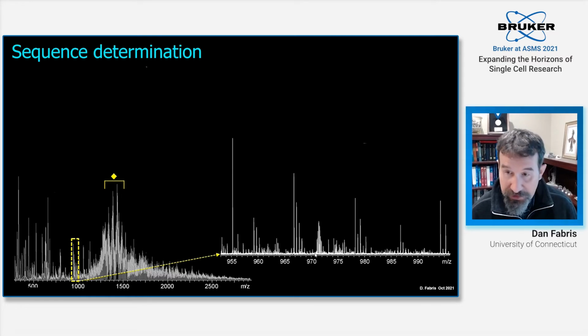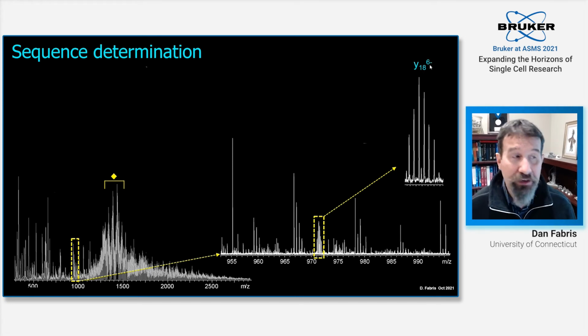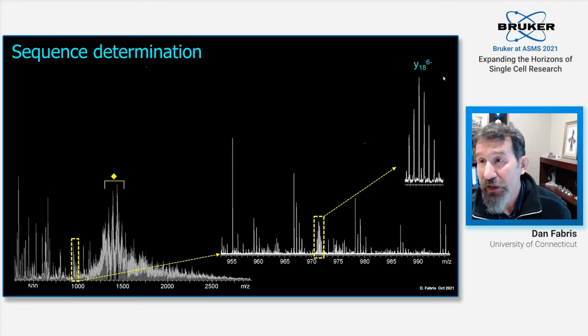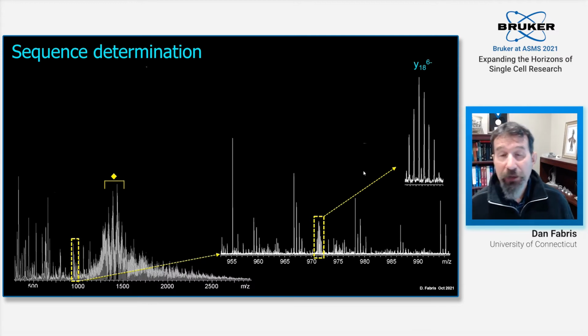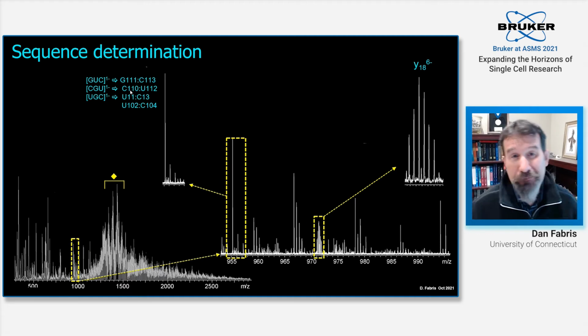Like in this case, for this set of signals here, this corresponds to the Y18 6-. This is a classic sequence fragment, which is labeled according to the McLuckey nomenclature. In addition to these familiar types of fragments, we also notice some fragments that do not contain either the 5' or the 3' end of the construct.